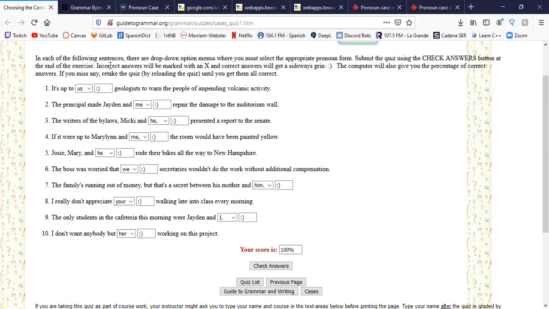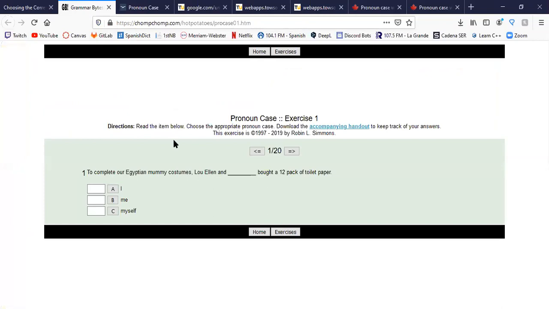Now let's go to the second exercise. So, pronoun case exercise number 1. Directions. Read the item below. Choose the appropriate pronoun case. Download the accompanying handout to keep track of your answers. And yada, yada, all that stuff.